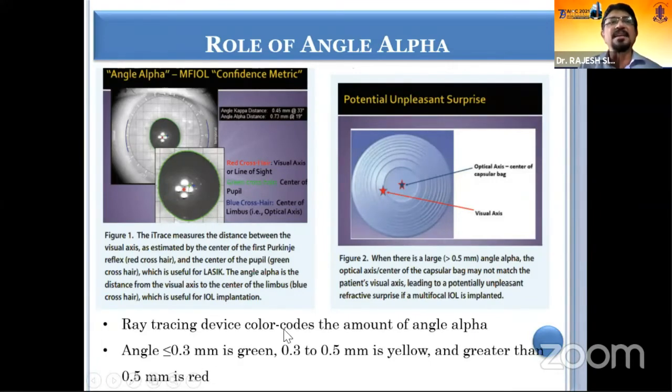If the angle is less than 0.3, it is green. If it is 0.3 to 0.5, it's yellow. And if it's greater than 0.5, it is red. And so that is why, if it is more than 0.5 millimeters, it's a big no to multifocal.